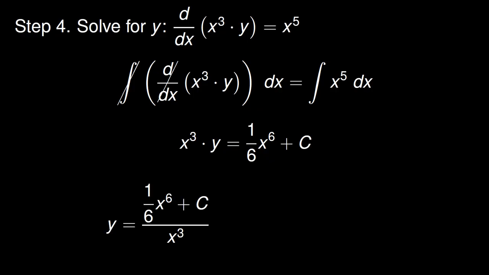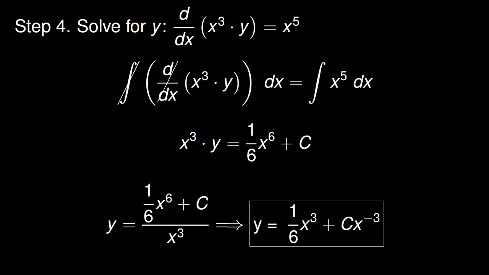And then finally, divide both sides by x cubed. And if we do a little bit of simplification, we can get our final answer as an explicit form, getting us 1/6 x to the 3rd plus a constant times x to the minus 3rd. There's our solution to the original first order linear differential equation.